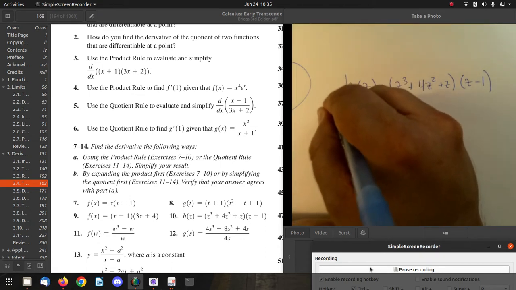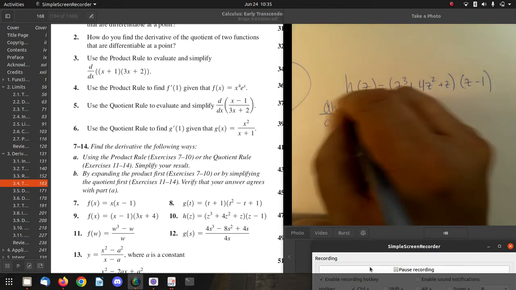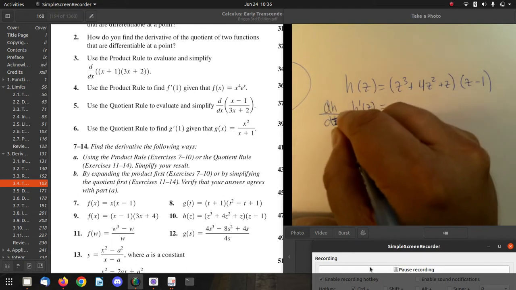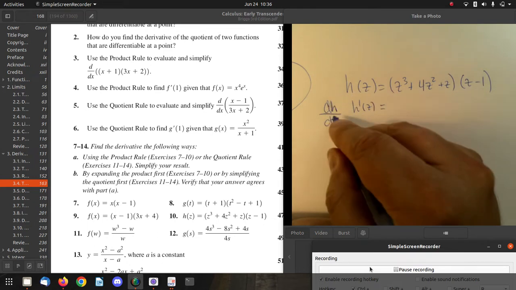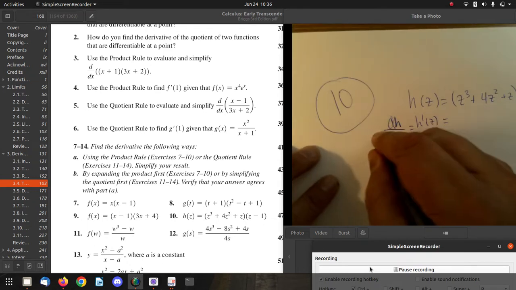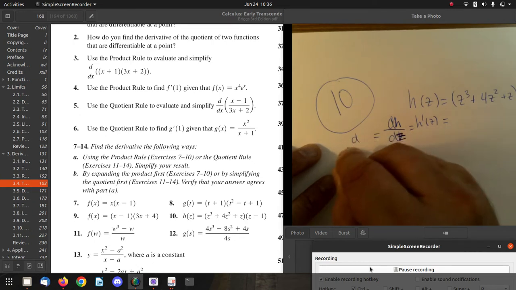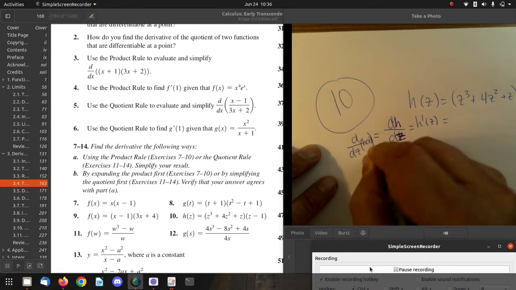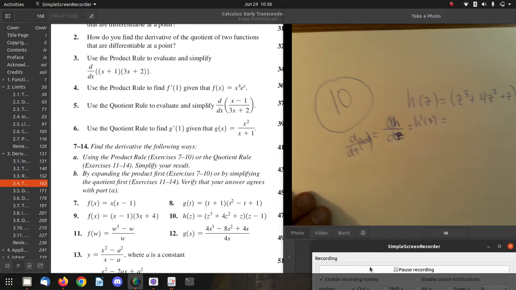We could do dh dz. The independent variable is what goes down here. It's a z, so z here. The output variable goes here. I could write it this way, I could write it this way. I can also do this, d dz of h of z. Okay, so you can write it all these different ways.